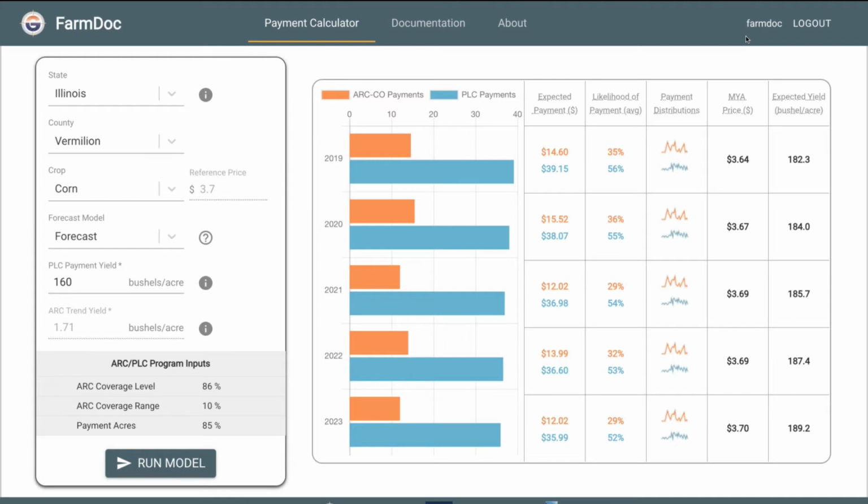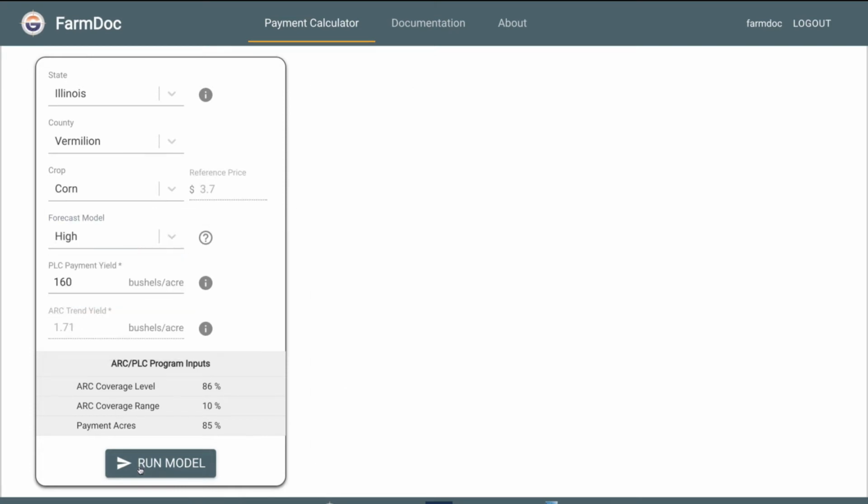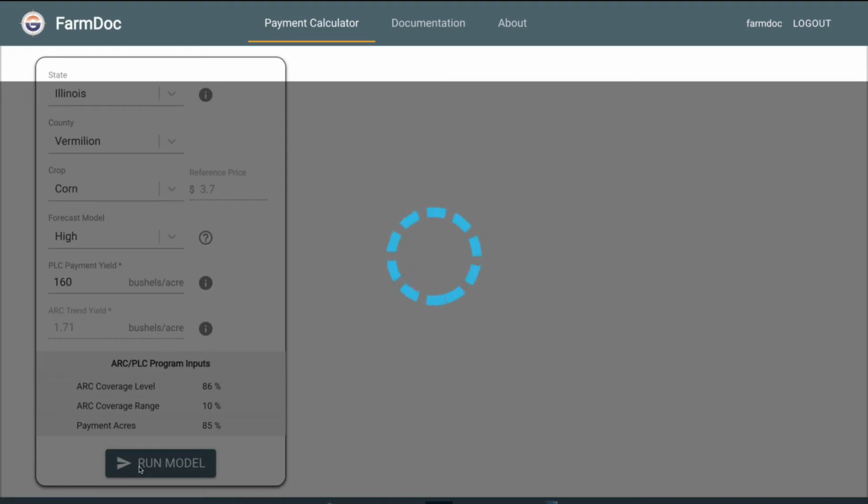I would say that most of you will probably be taking PLC. Again, let's make sure that we know what prices and yields are going to be. So start thinking PLC and not ARC County, simply because our prices are near the reference price. The other thing that's happened is our revenue guarantees on ARC County have come down a lot.